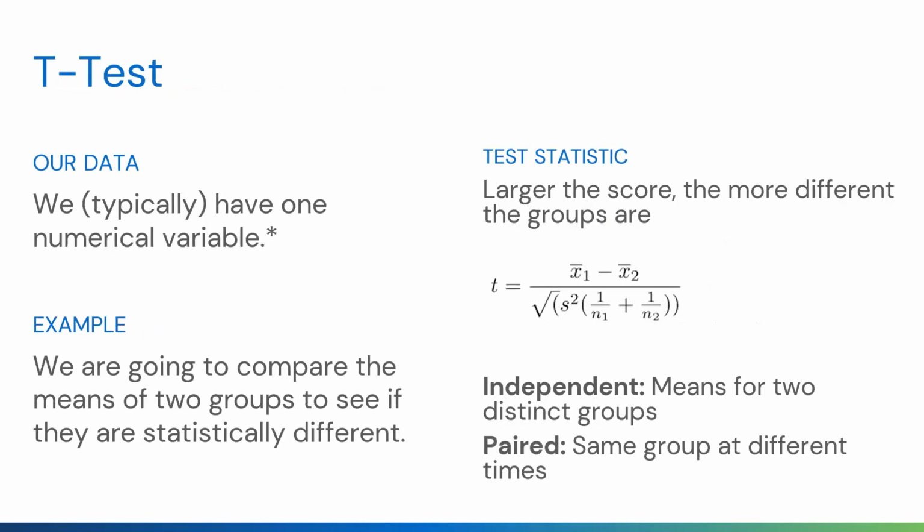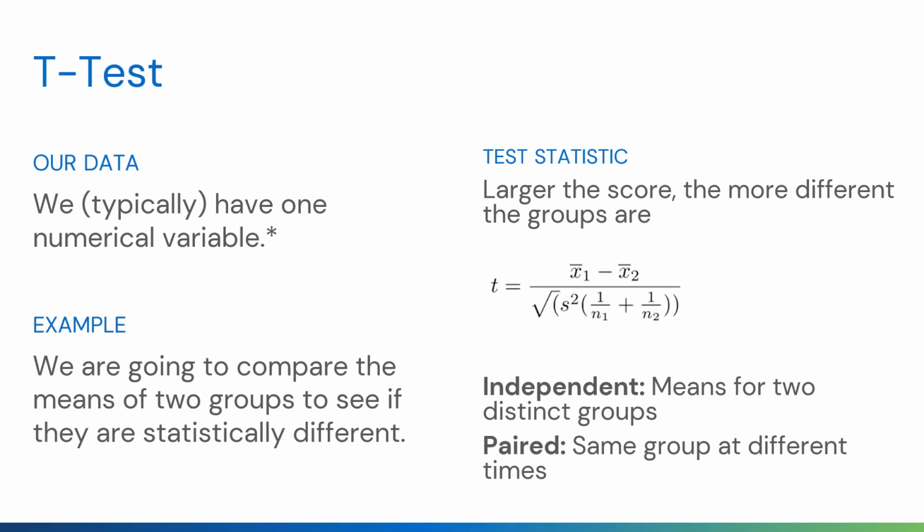The t-test is probably the most common inferential statistic that people start out with, and this typically has one numerical variable, though you can have more than one. We're going to compare the means of two groups to see if they're statistically different in this case. And the test statistic here is the t. So the larger the score, the more different the groups are, and the formula is pretty straightforward.